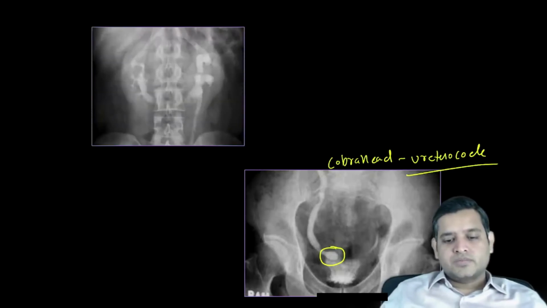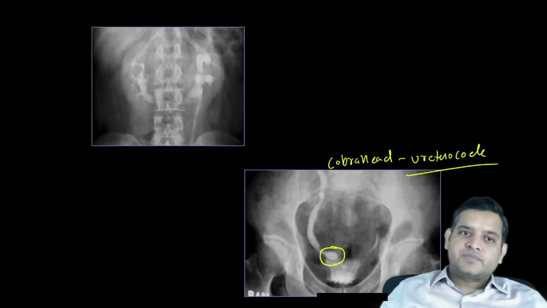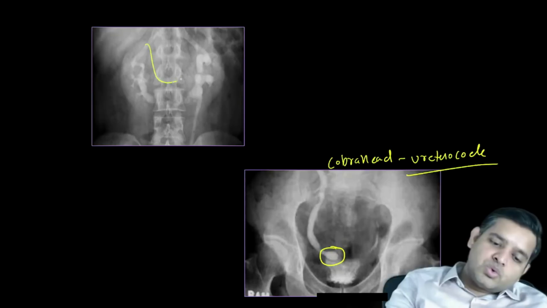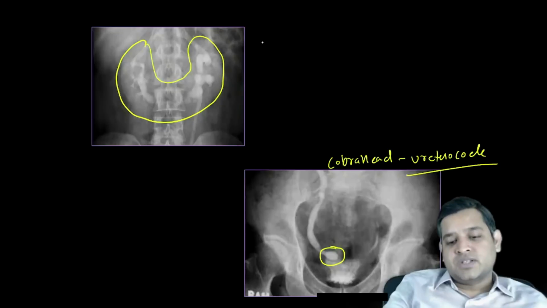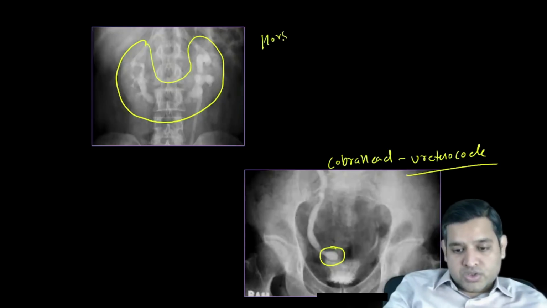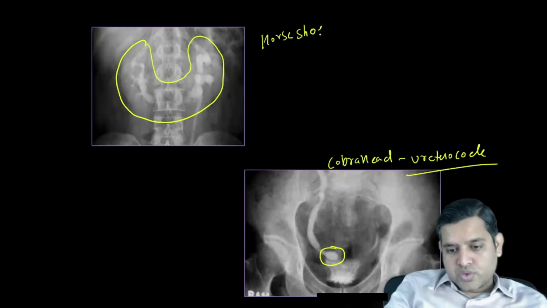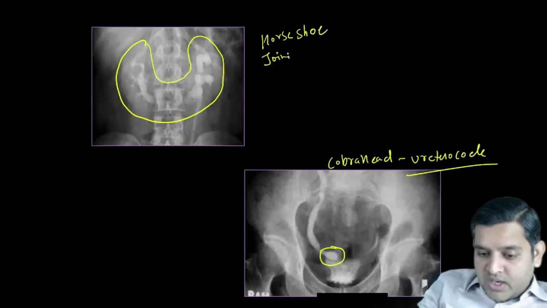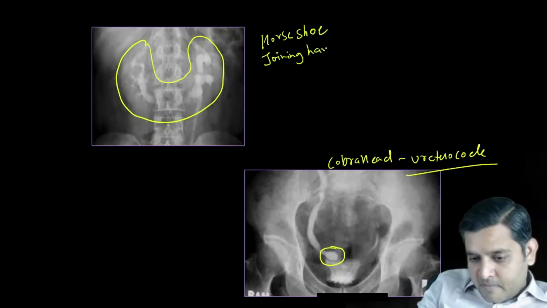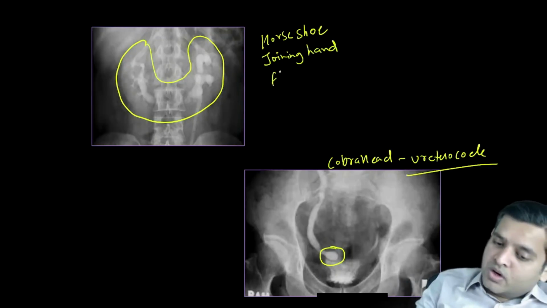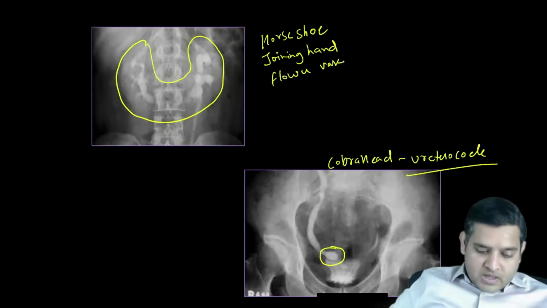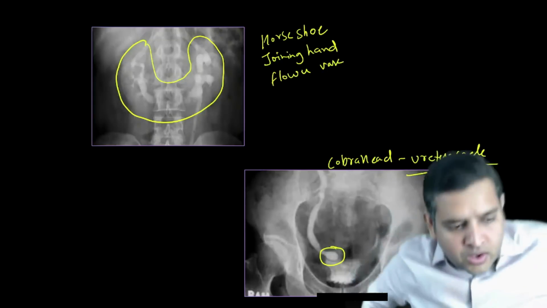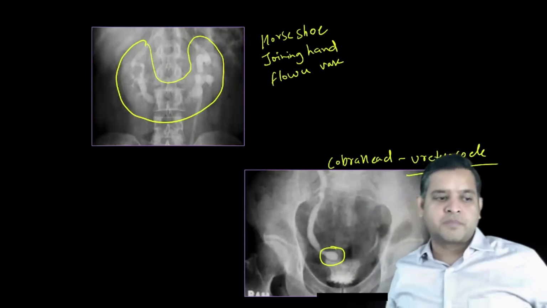Okay. Whereas what do you see here? The two kidneys are joined in the midline, and that is what is called a horseshoe kidney. Horseshoe kidney, which is called a joining hand sign or also called a flower vase appearance.